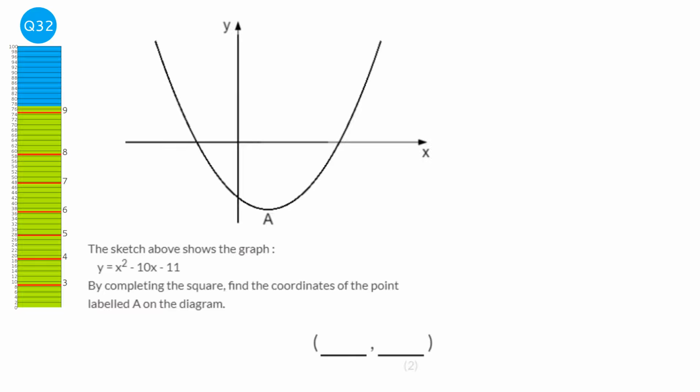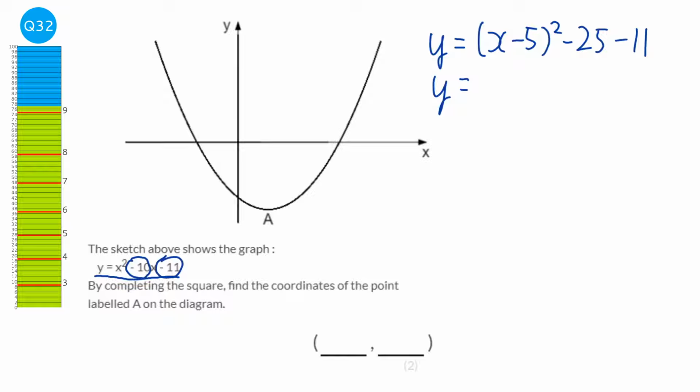So we're going to start by completing the square, which it's asked us to do. And so to complete the square, what we do is we put a set of brackets down, and we put x minus half of the coefficient of the x, so minus 5, and square it. And if you were to expand that, you get x squared, brilliant, minus 10x, fantastic, plus 25. So we need to remove that 25. And then we've got the minus 11 there, just that was on the end there. When you tidy that up, you get minus 36.